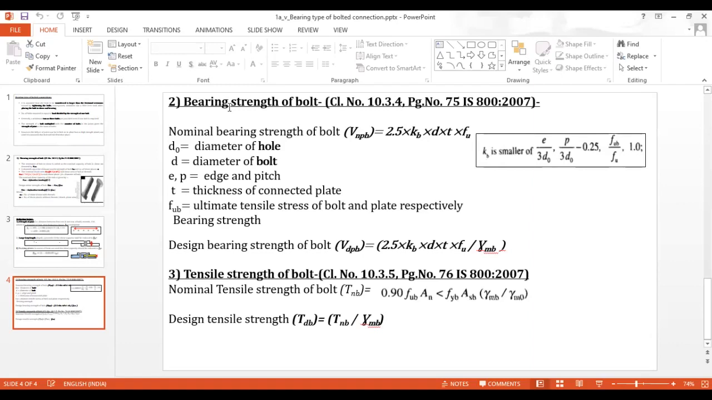So dear students, in today's lecture, we have learned the modes of failure of bolted connection and how to calculate the shearing, bearing and tensile strength of a bolt. So in the next lecture, we will be solving numericals on it.